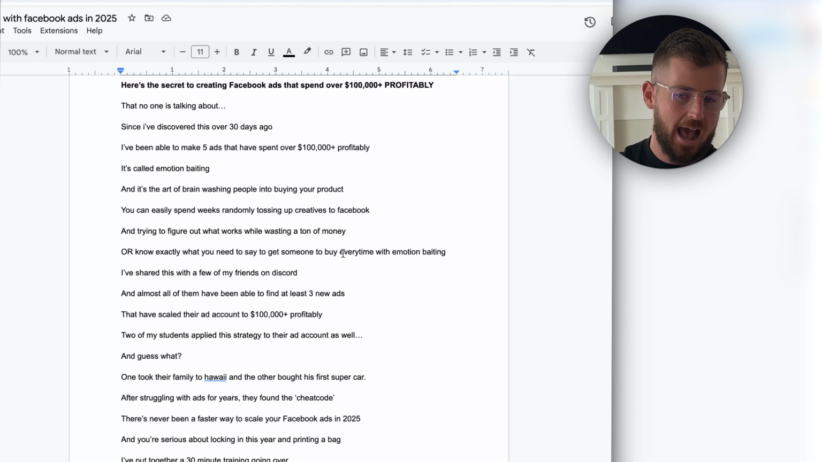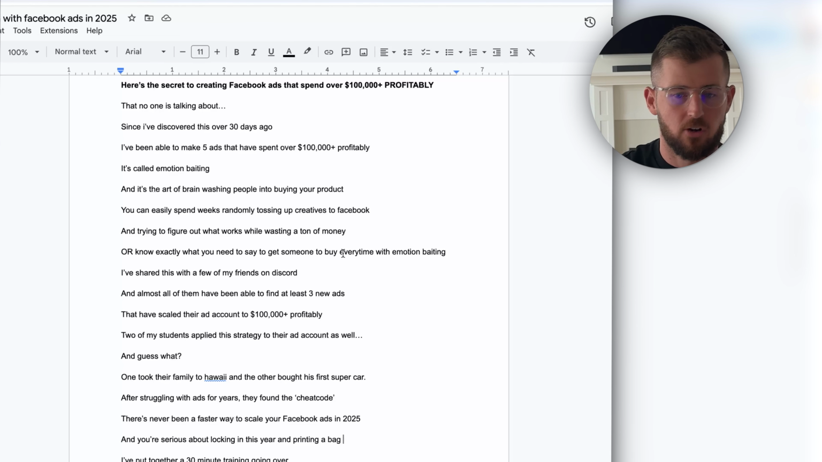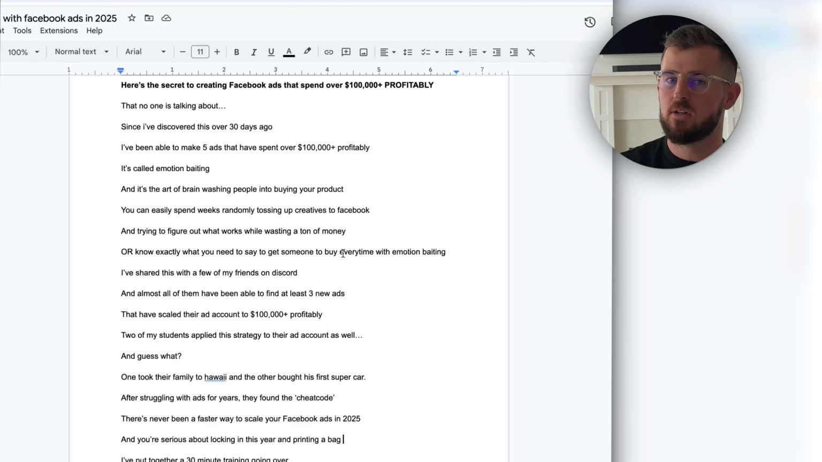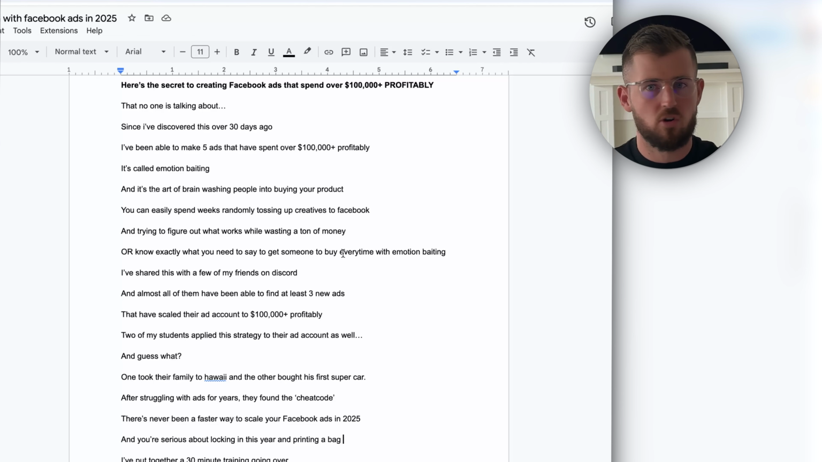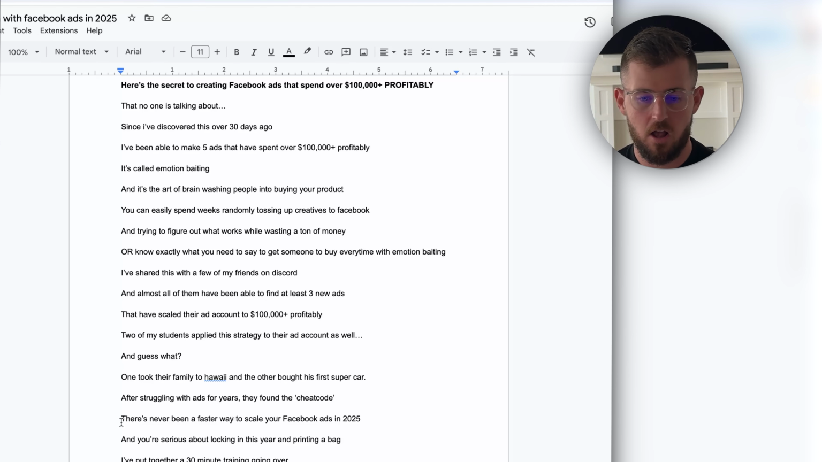I'm showing the ads that spent over $100,000 profitably. I'm showing that I've had some friends also achieve this success, and the screenshots of those friends. I'm showing my two students that also applied this, the trip that they took, the supercars and stuff like that they have. I'm showing how fast it took to scale the account using this strategy.